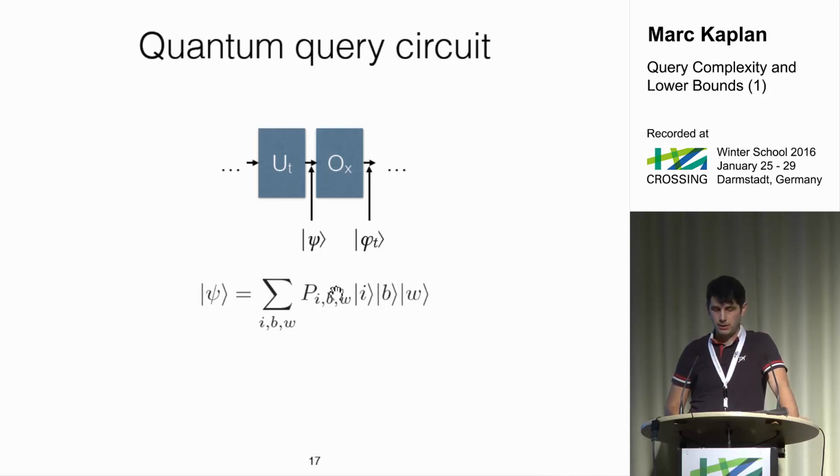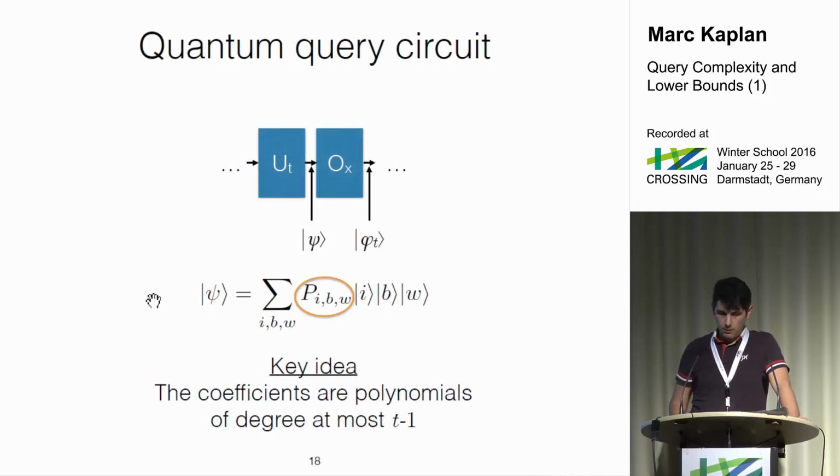And the key here is that these are the coefficients of the superposition. The key idea of the method is that these coefficients, before the t-th query, are polynomials of degree at most t minus 1. After the query, it will be a polynomial of degree t, basically. So the degree of this polynomial really tells you where you are in the process of evaluating the function.